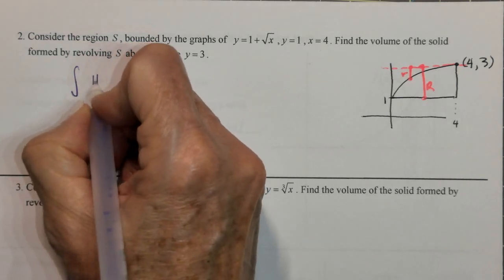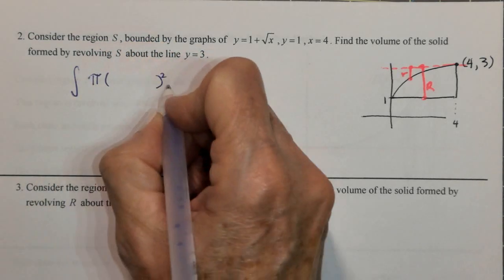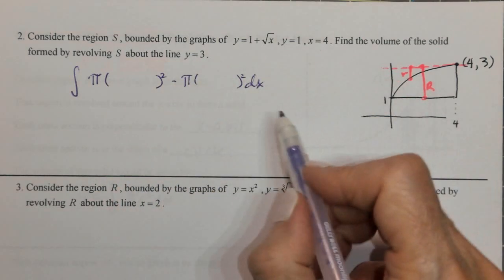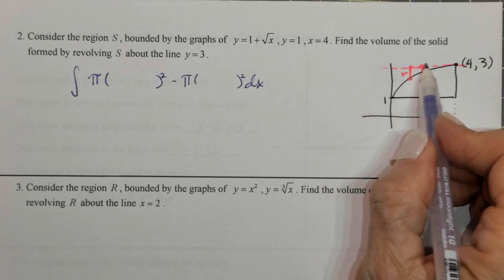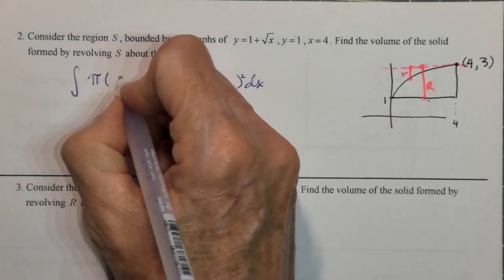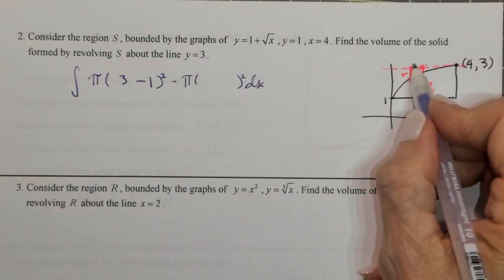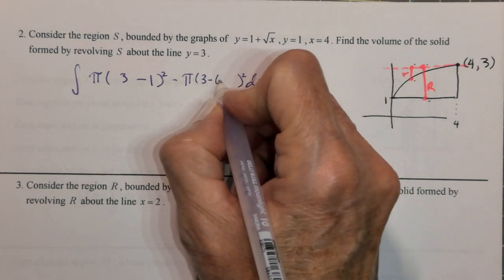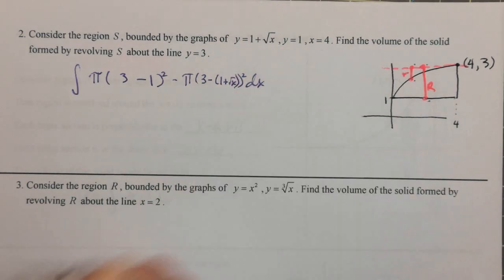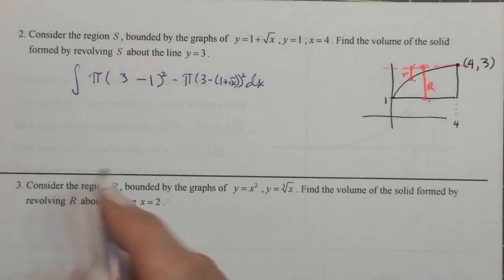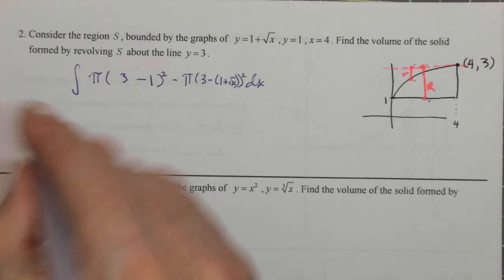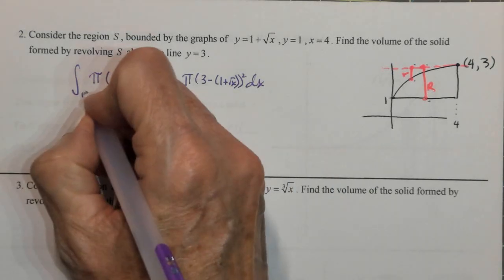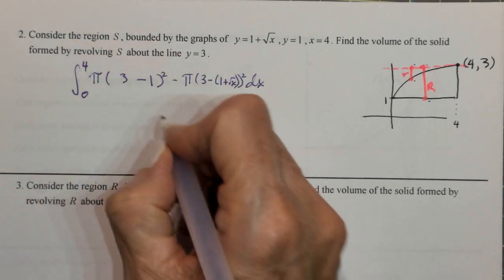The volume will be pi big R squared minus pi little r squared. And each r is top minus bottom. 3 minus 1, 3 minus that curve, 3 minus 1 plus square root x. So we'll be careful when we're putting that one into our calculator. And we are going from x equals, what's the leftmost x is 0. The rightmost x is 4.